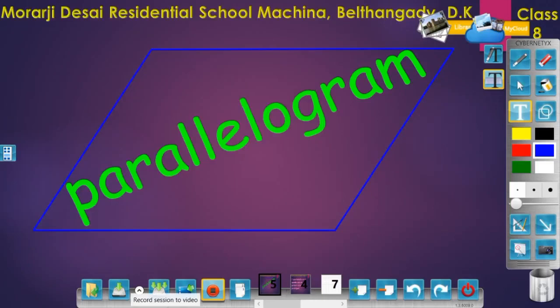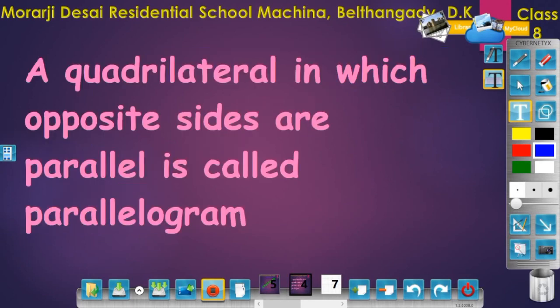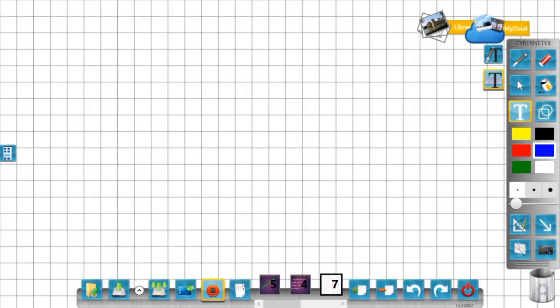Dear students, now you are going to learn about a type of quadrilateral, that is parallelogram. A quadrilateral in which opposite sides are parallel is called a parallelogram. As the name says, parallelogram is a quadrilateral in which opposite sides are parallel.